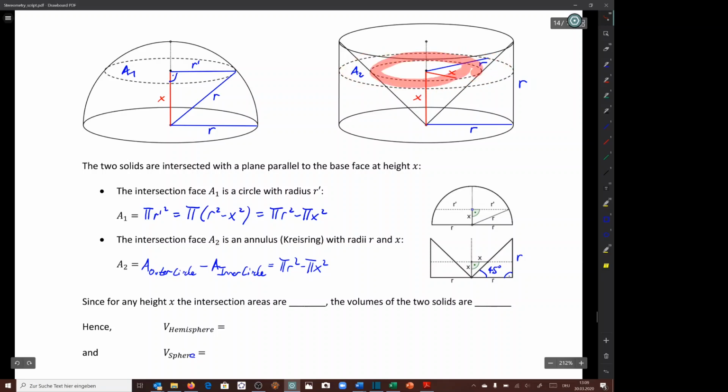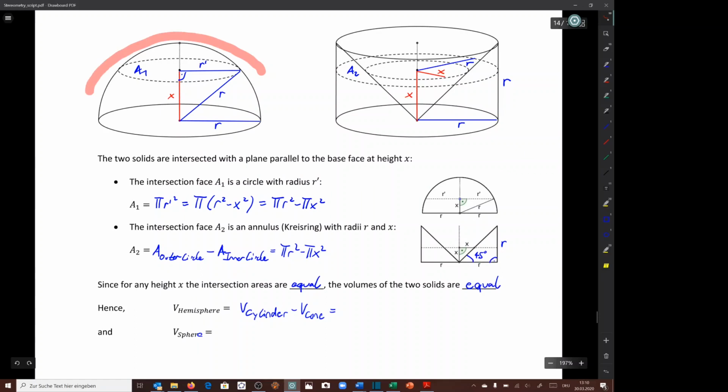So the area of the annulus A2 can be calculated as the area of the outer circle minus the area of the inner circle, which is pi r squared minus pi x squared. And this is exactly the same as A1, the cross-section area of the hemisphere. So we have shown that the cross-section areas for any height x of the two solids are equal, which means the volumes of the two solids are equal.